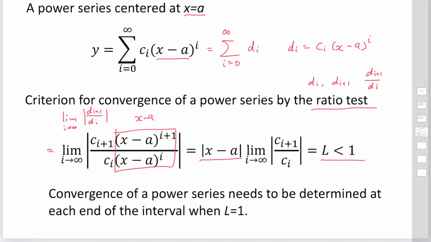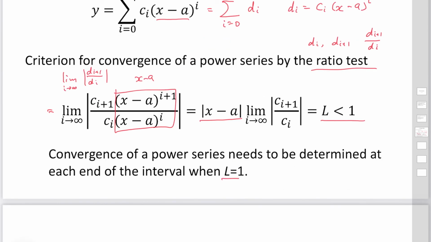Convergence of power series needs to be determined using the ratio test. Then you might wonder, in the case L equal 1, to find out the interval of convergence, we have to check each end of the intervals.